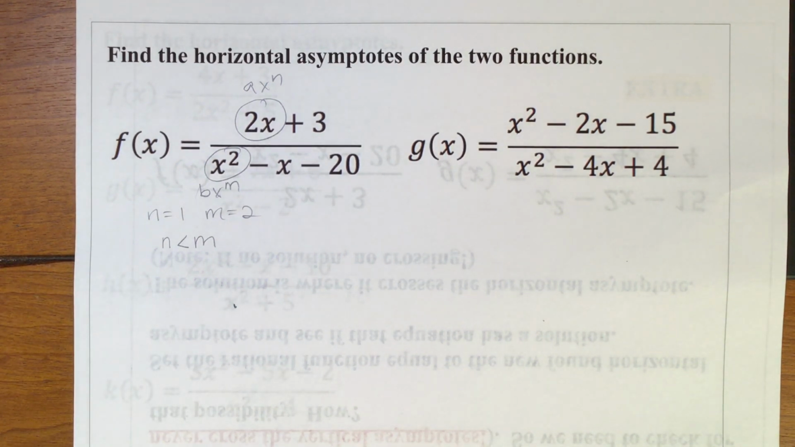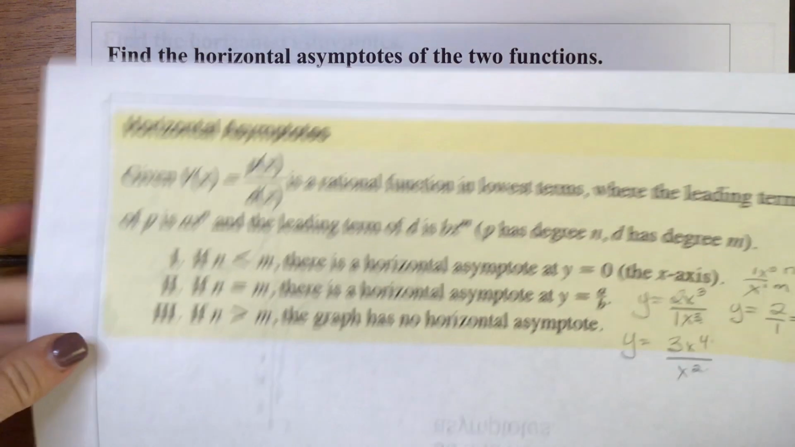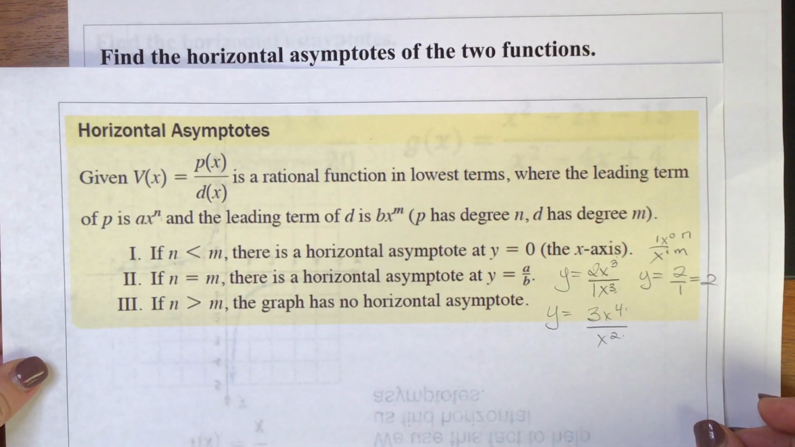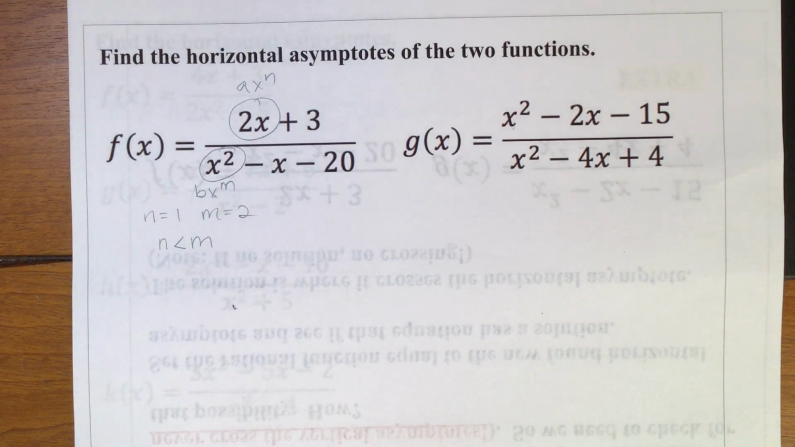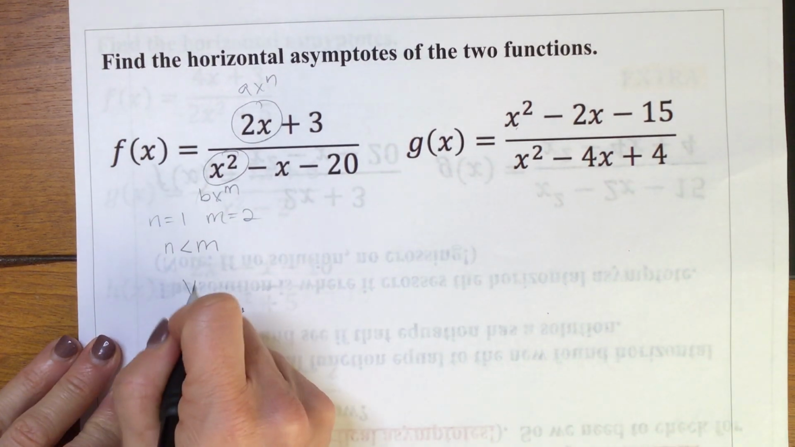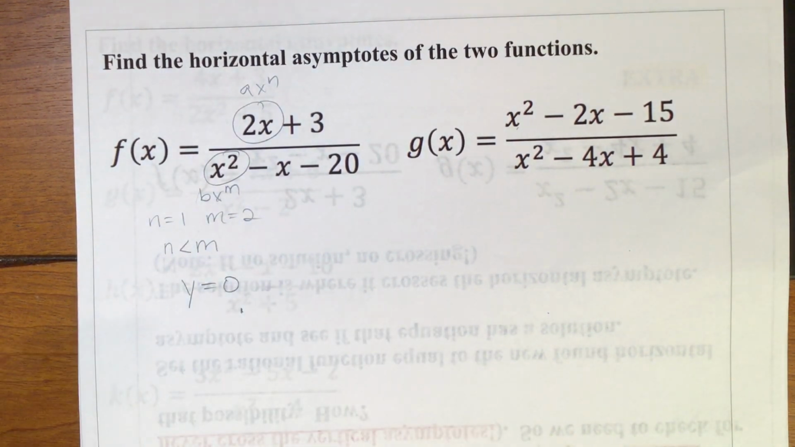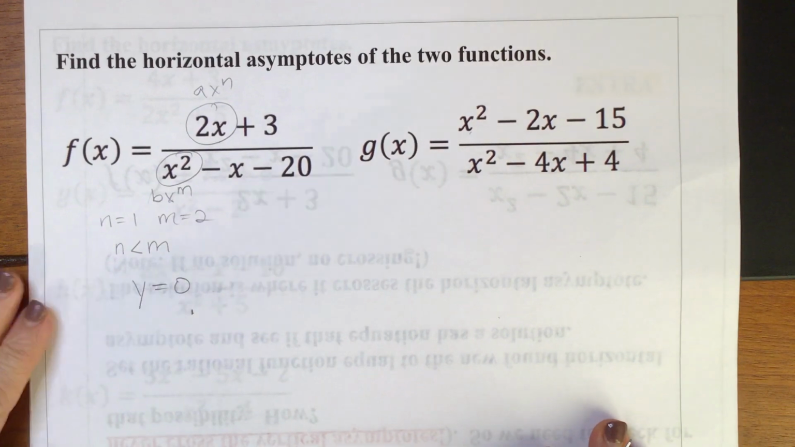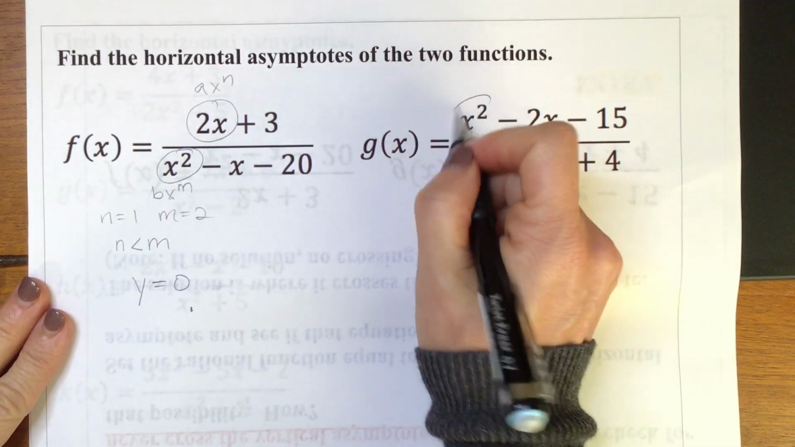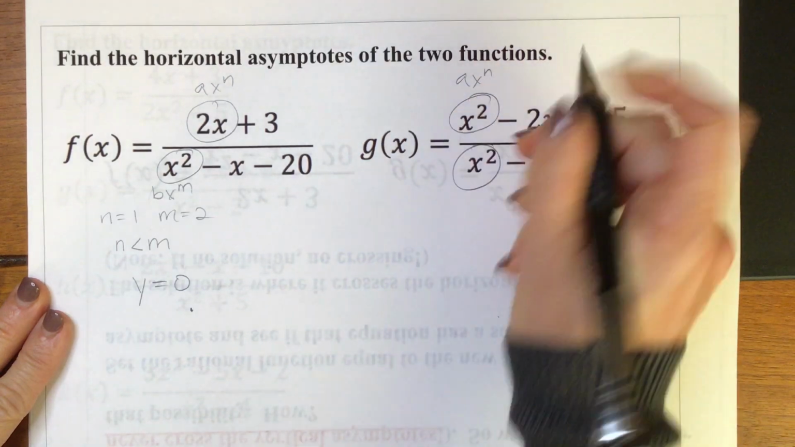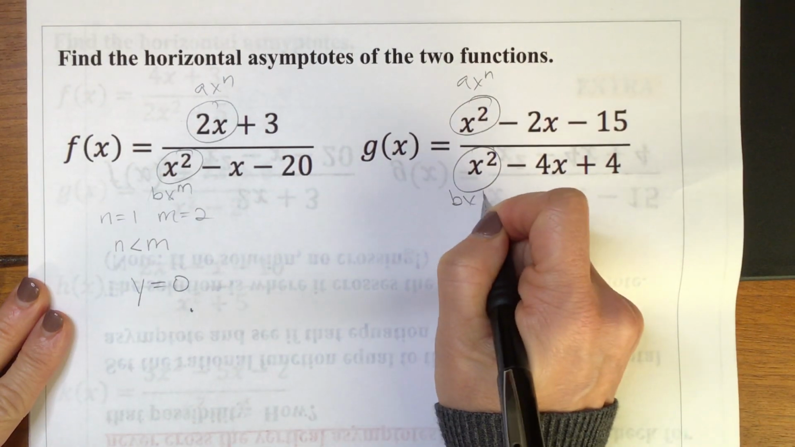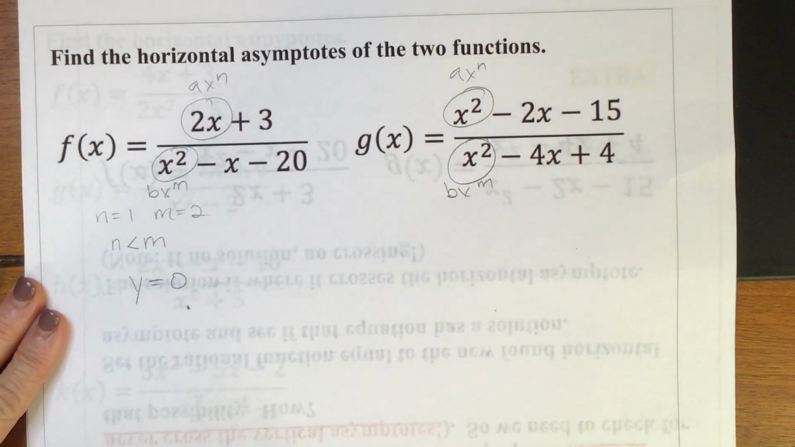Now, if you go back to the rules, let me bring them up right here. If n is less than m, there's a horizontal asymptote at y equals 0. So in this case, my asymptote is y equals 0. It's going to be the x-axis. Now we come over here to g of x, though, and here's my ax to the n and bx to the m situation.